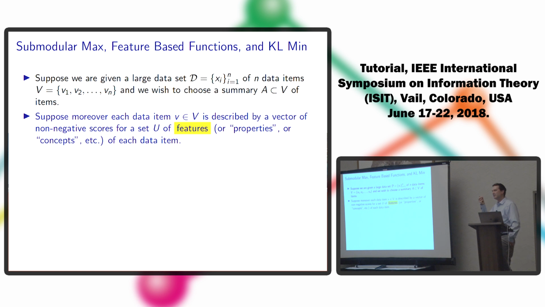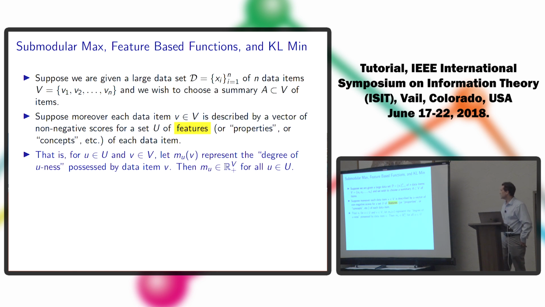So for every data item, you can think of lowercase v as an image, and U could be a set of characteristics of that image. It could be high-level characteristics, like does it have a tree in it, or does it have a building, or does it have a car, or it could be low-level characteristics, like, for example, the Fourier coefficients, or the proportion of green pixels and the proportion of blue pixels, and so on and so forth. All of which can be represented as, in some sense, features. And then for each U, the object is V, the feature is U, and m sub U of V represents the degree of U-ness in object V.